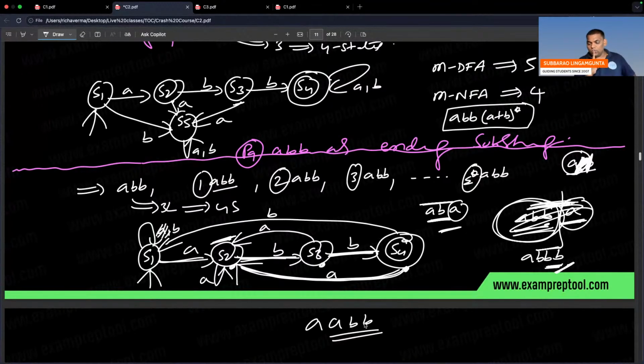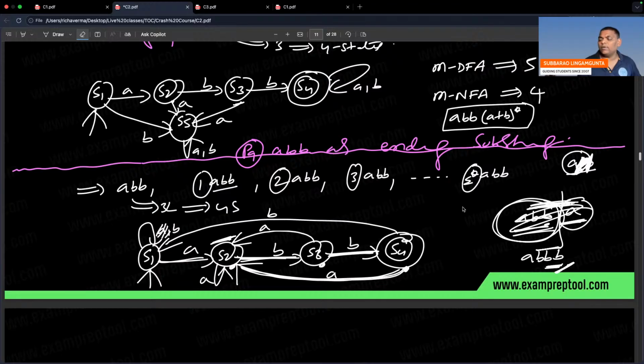So on S2, AB covered. On S3, AB covered. On S4, AB covered. I think through practice it will come, right? So remember, you have to practice. Through practice, it will come.